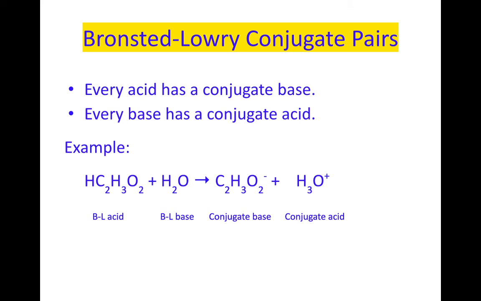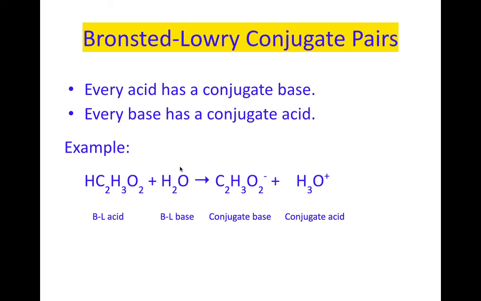Again, always remember that you will always have the acid and the base at the beginning in the reactants, and then in the products, you will have your conjugate acid and your conjugate base. Again, the acid has a conjugate base. We call that an acid conjugate base pair. And then the base has a conjugate acid. We call that the base conjugate acid pair.